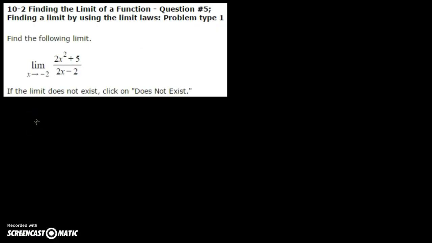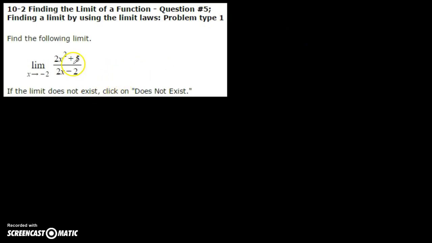So here is one example. They want us to find the limit when x is approaching negative 2. My function is a rational function: 2x squared plus 5 over 2x minus 2. Okay, so let's see how we do this.